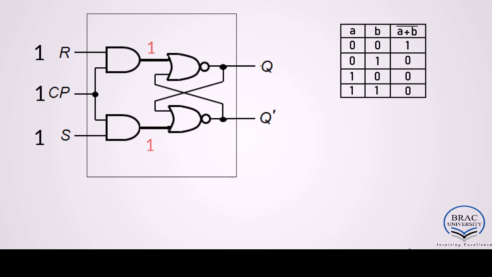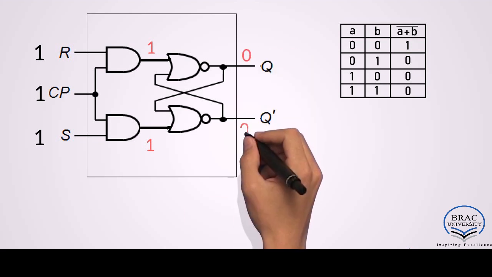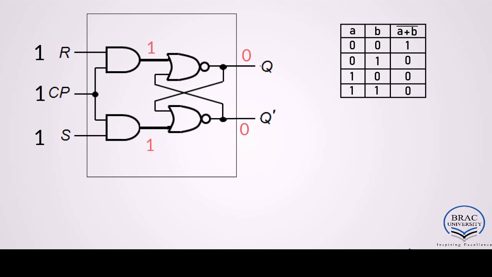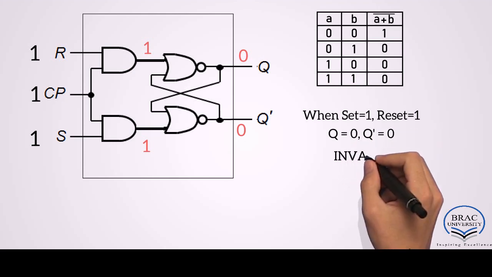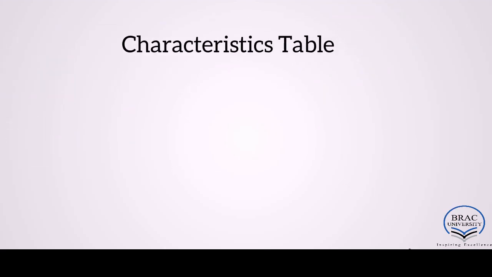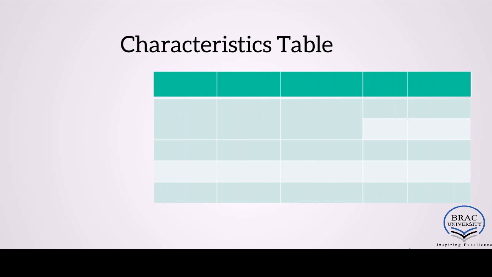So as a result, both Q and Q prime will be 0. But we know that a variable and its complement can never have the same value. So this combination of set and reset is called invalid. Now let's construct a table for the set-reset flip-flop.